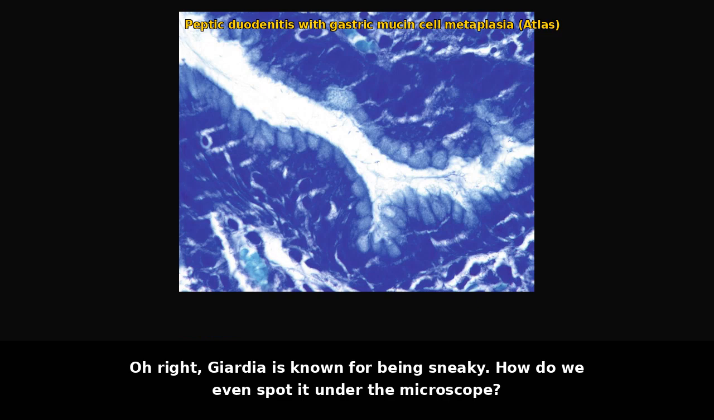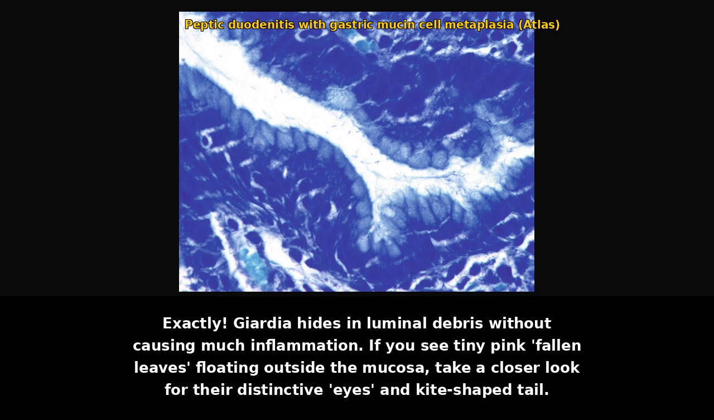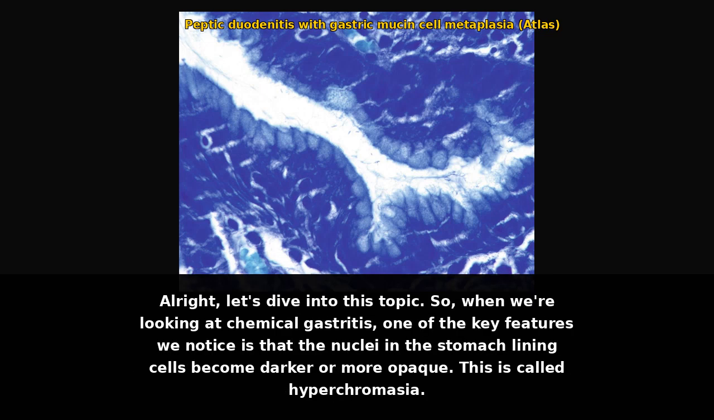Giardia is known for being sneaky. How do we even spot it under the microscope? Exactly. At the beginning, Giardia hides in luminal debris without causing much inflammation. If you see tiny pink fallen leaves floating outside the mucosa, take a closer look for their distinctive eyes and kite-shaped tail.